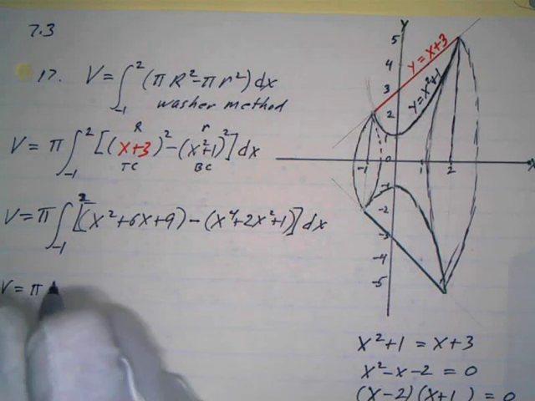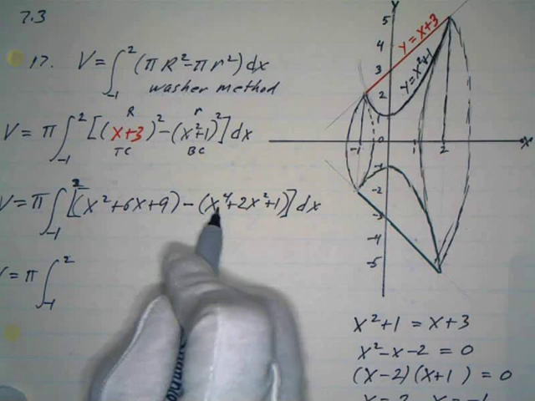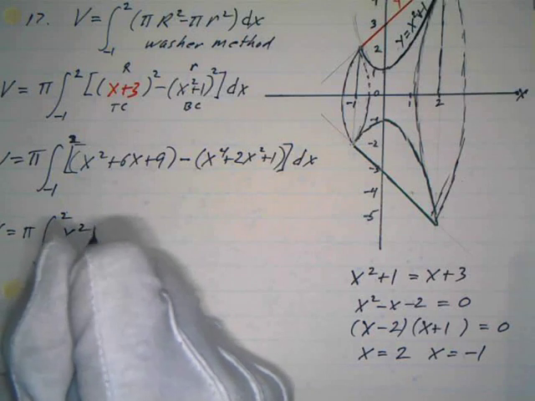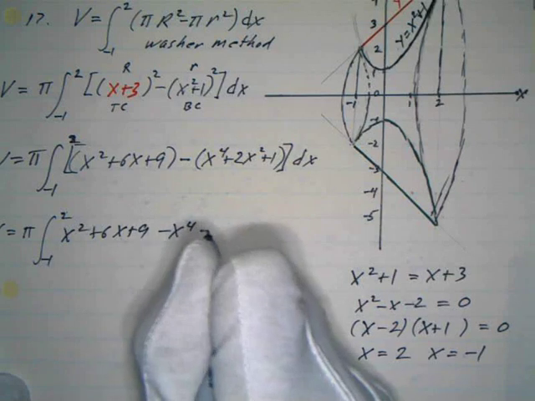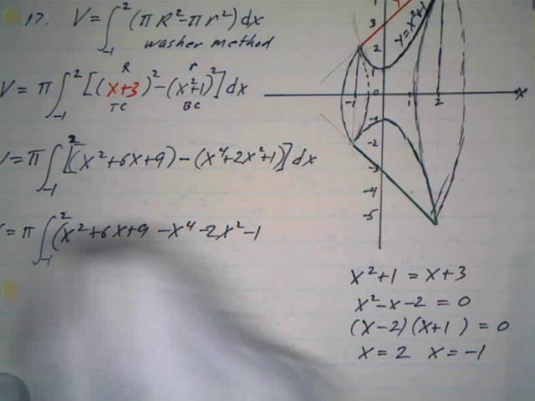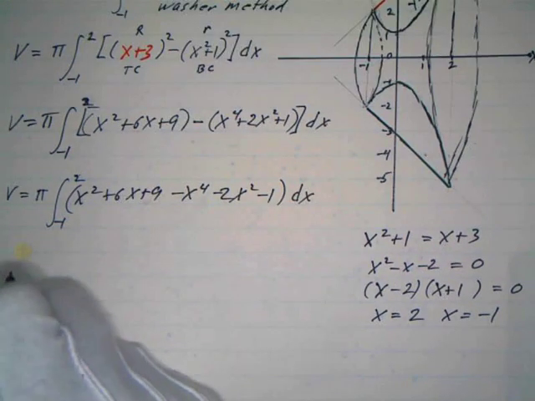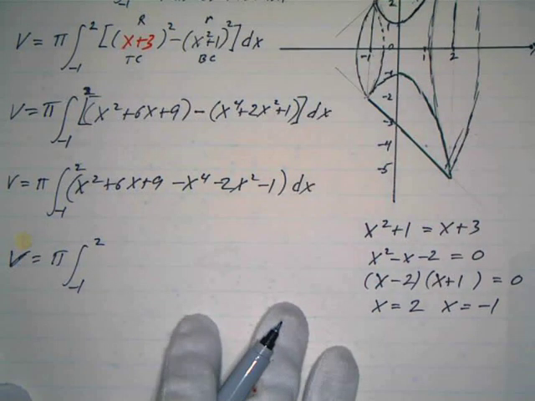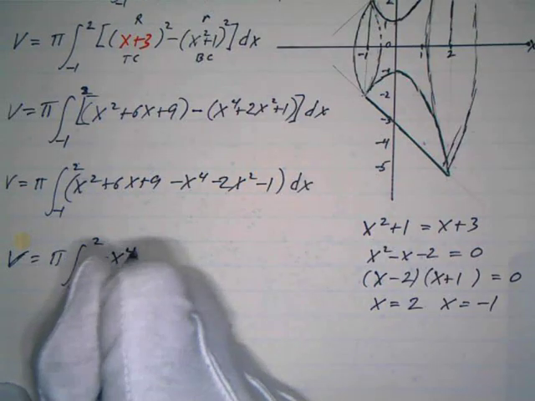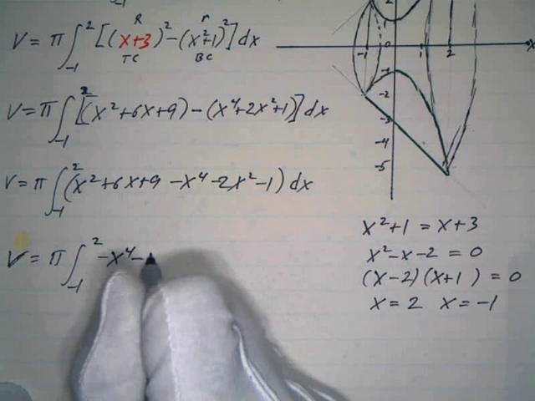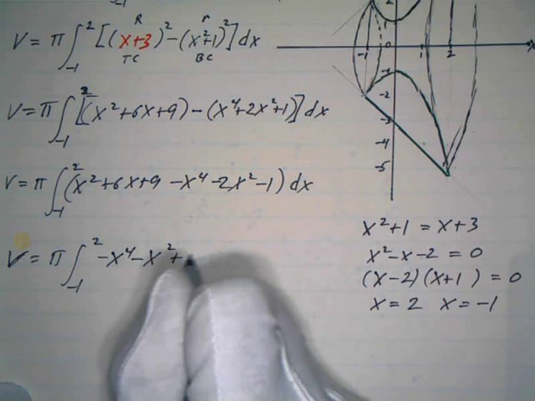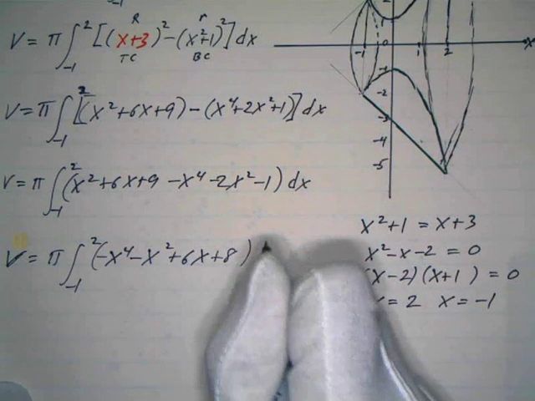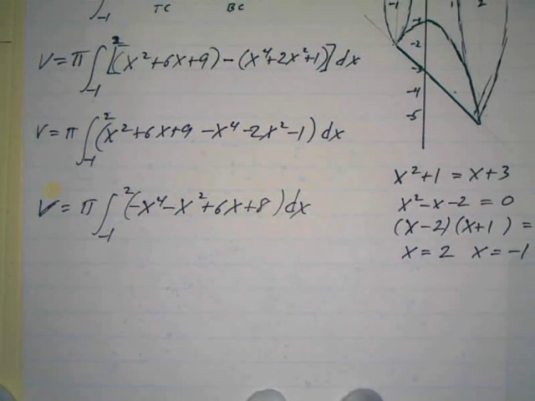So volume equals pi times the integral from -1 to 2, and then we can get rid of these parentheses so we can simplify it, so we get x squared plus 6x plus 9 minus x to the 4th minus 2x squared minus 1 dx. And we can simplify this out. We got a negative x to the 4th, and a negative 2x squared plus x squared is negative x squared. And I just have a little 6x here by himself. And 9 minus 1 is 8. dx. Too bad we don't have any symmetry here we could take advantage of.